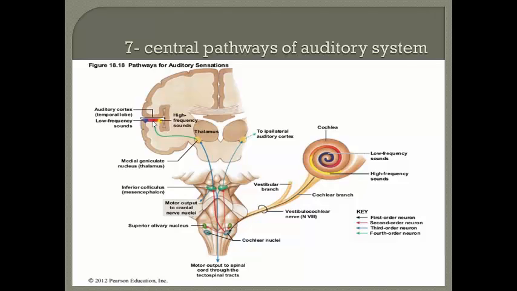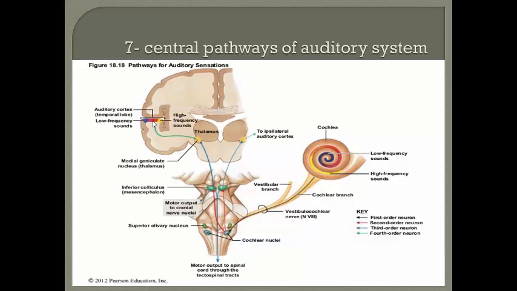We have important points to remember from these pathways. The first point is that signals from one ear are transmitted to both sides of the brain. That means there are multiple areas of crossing. Fibers from the right side will cross to the left side, and fibers from the left side will cross to the right side. And this will help in binaural hearing.